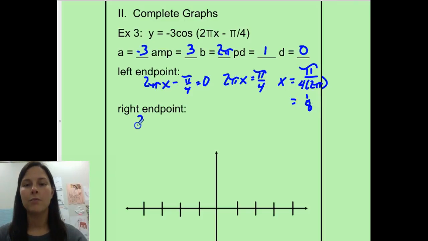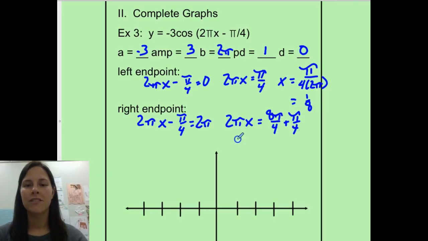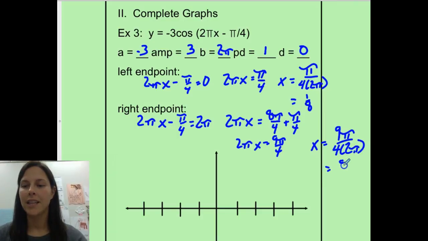To find our right endpoint, we set everything inside the parentheses equal to 2 pi and solve for x. Adding that pi over 4 to both sides, we will need a common denominator, which is 4. So we have 8 pi over 4 plus pi over 4, which gives us 9 pi over 4. Again, dividing by 2 pi, we'll put it into the denominator with the 4. Pi's cancel, we get 9 over 8 for our right endpoint.